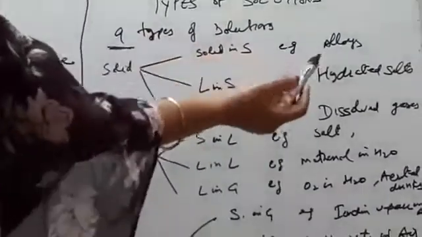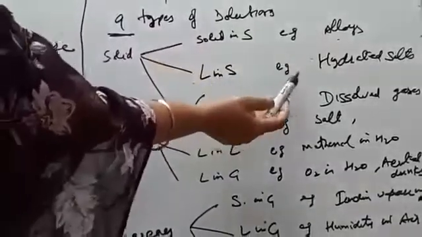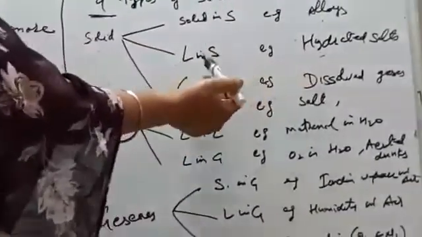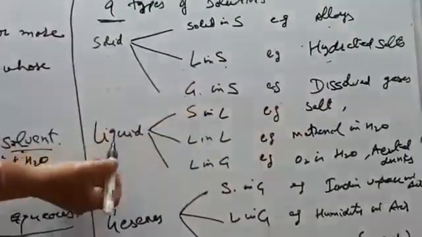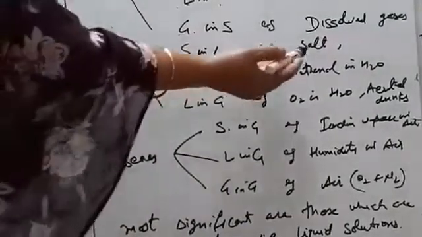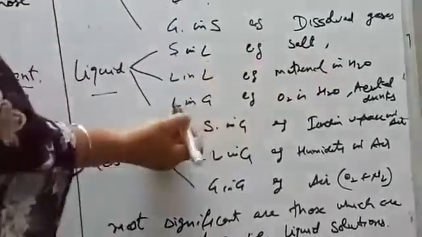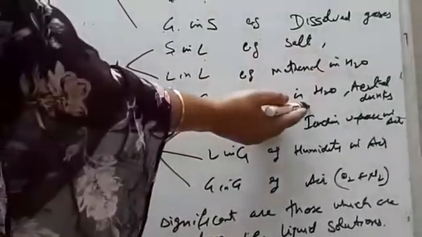Examples are alloys, in which both are present in the solid state. Next one is hydrated salts, where one is liquid and the second one is solid. If gas is in solids, an example is dissolved gases in water. Next are those on the basis of liquid state. Solid in liquids, like salts. Liquid in liquids, methanol in water. Gas in liquids, oxygen in water or aerated drinks.